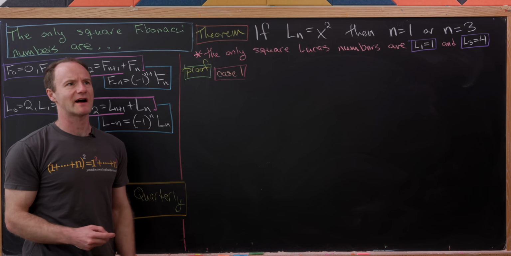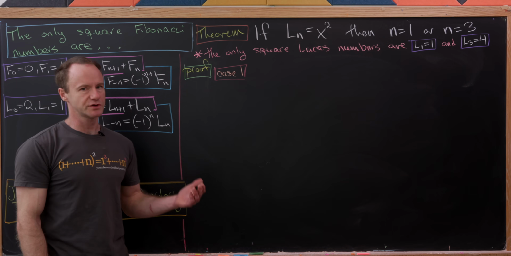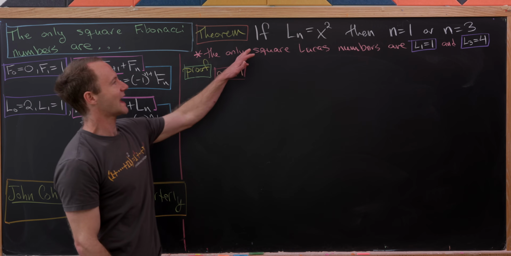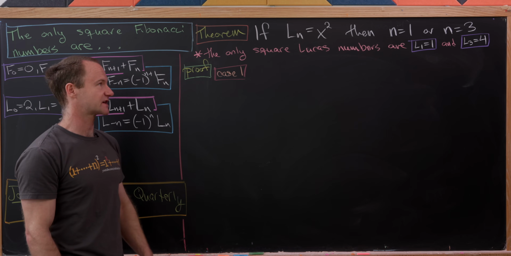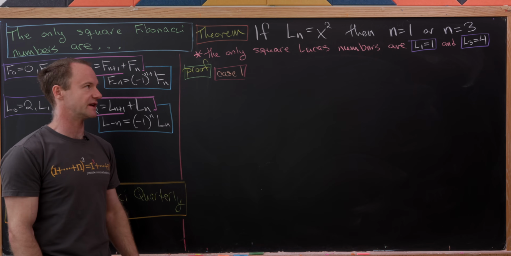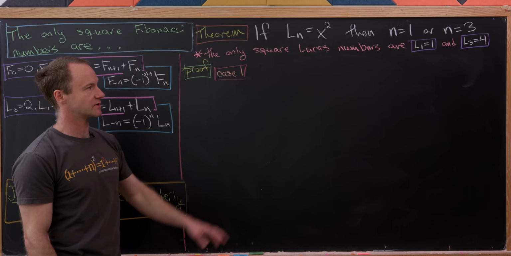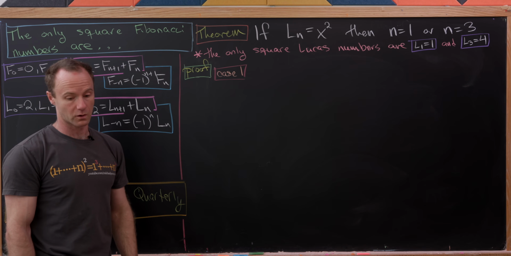Okay, so now we're going to classify all of the perfect square Lucas numbers, and then we'll use that to do the same thing for Fibonacci numbers. So what we have is that if L_n is a perfect square, so if it's equal to x squared, then n is equal to 1 or n is equal to 3. In other words, the only square Lucas numbers are L_1, which is 1, or L_3, which is 4.